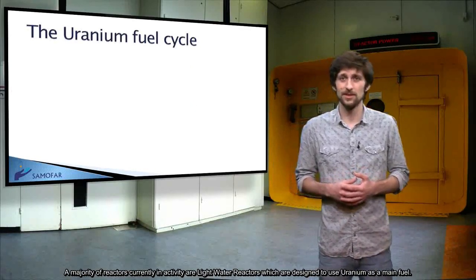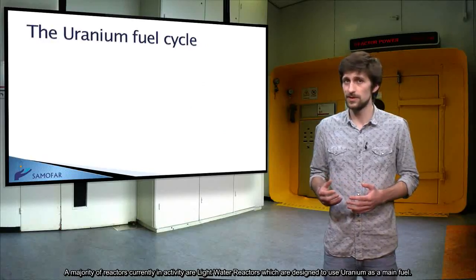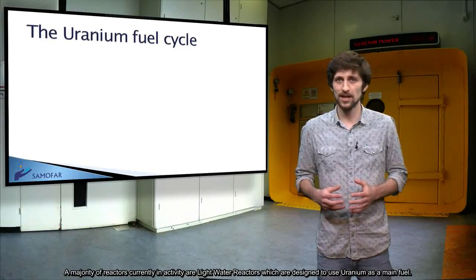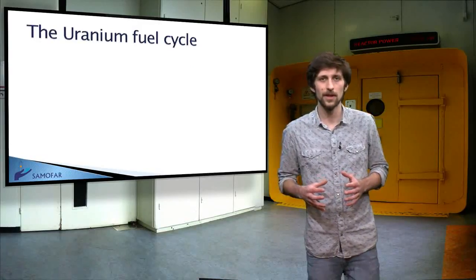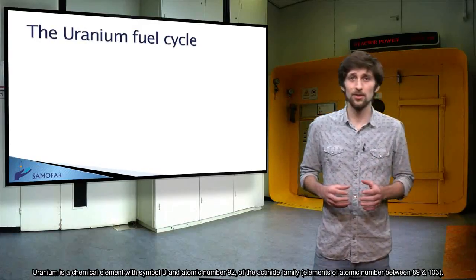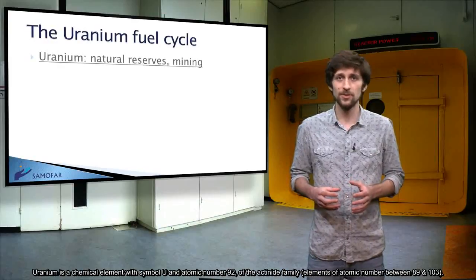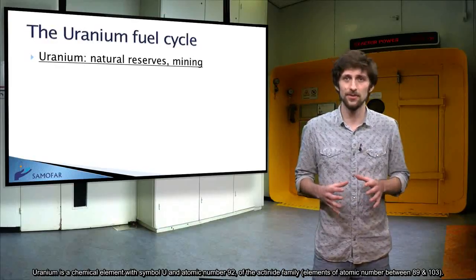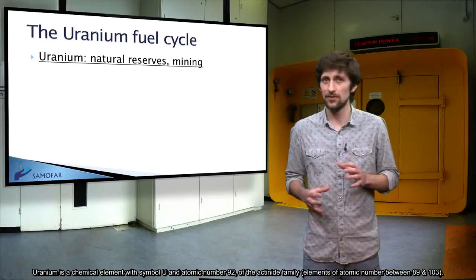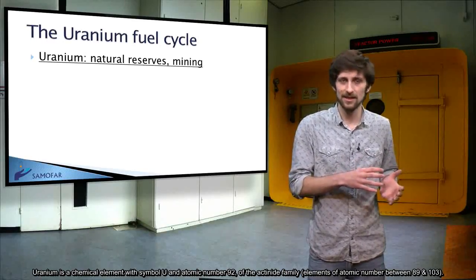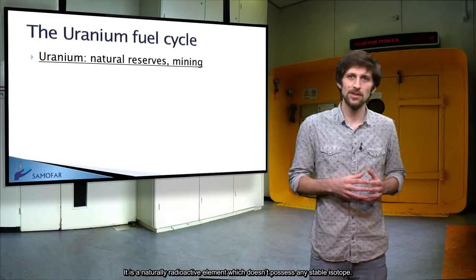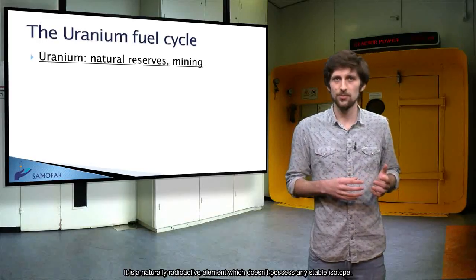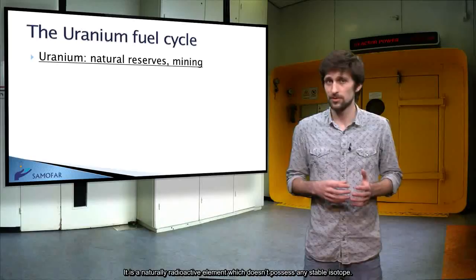A majority of reactors currently in activity are light water reactors, which are designed to use uranium as a main fuel. Uranium is a chemical element with symbol U and atomic number 92 of the actinide family, which are the elements of atomic number between 89 and 103. It is a naturally radioactive element which doesn't possess any stable isotope.